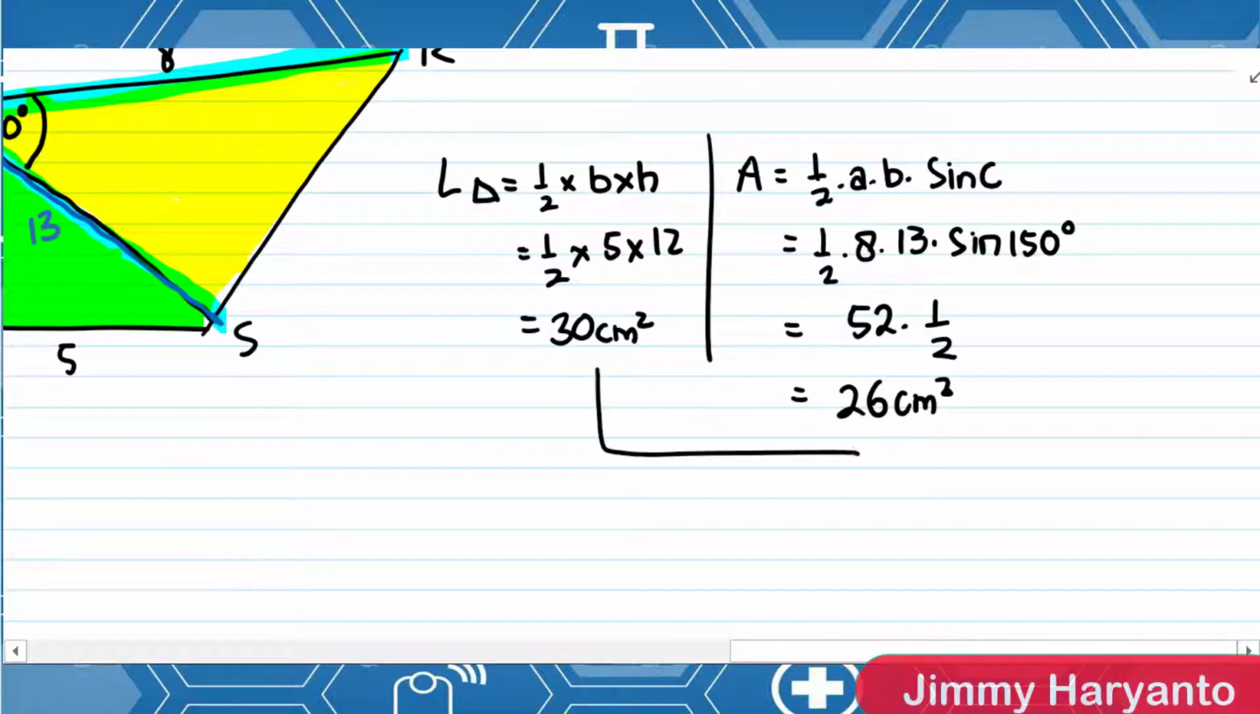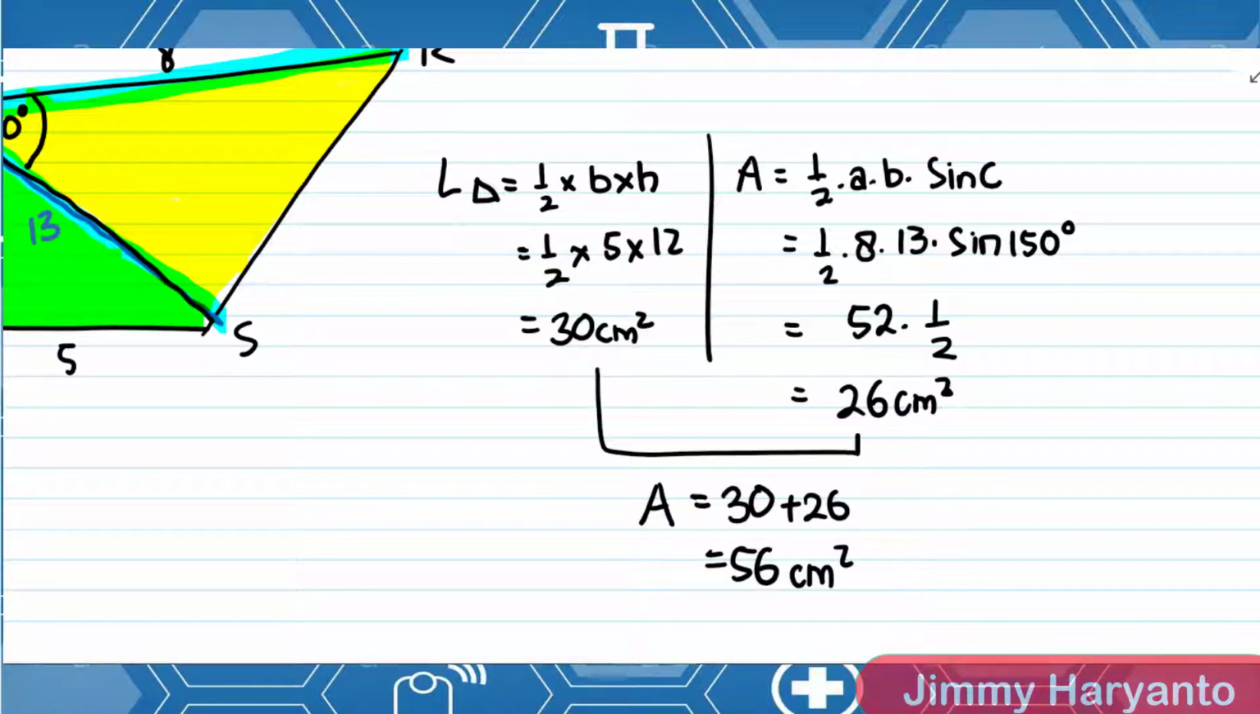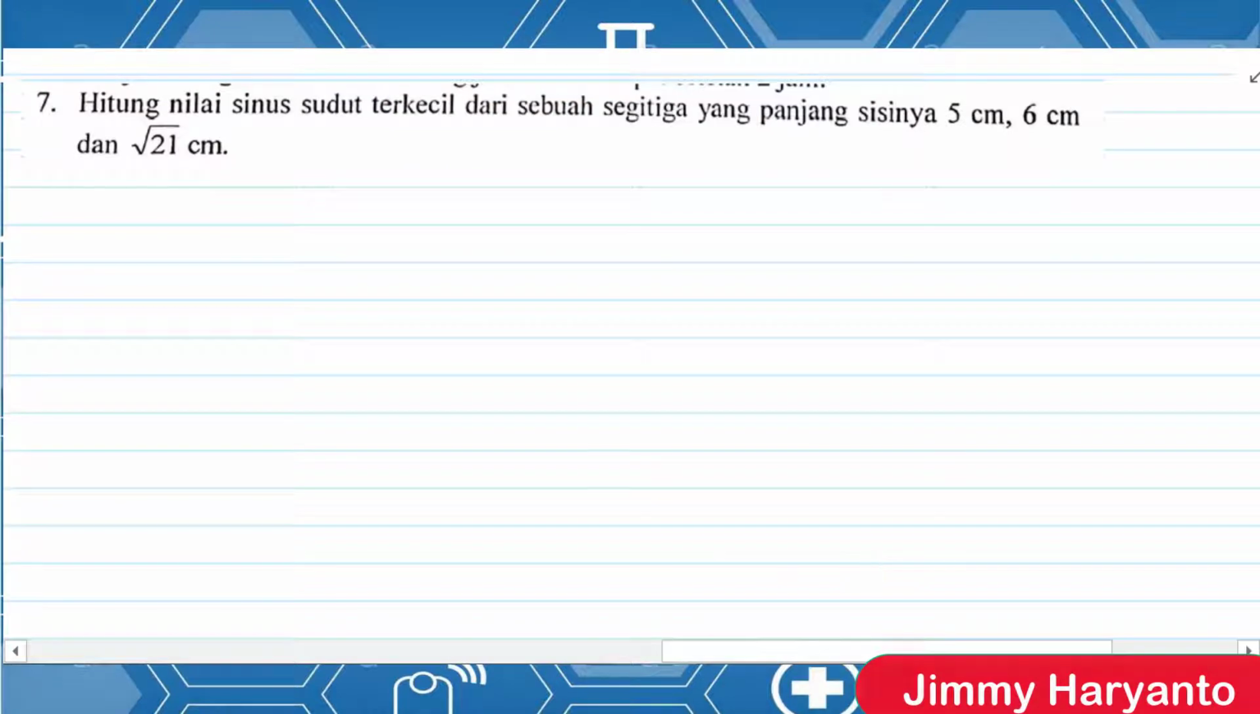After that, we can find the area of the quadrilateral. 30 plus 26 equals 56 centimeters square. Oh, not equilateral, quadrilateral. Sorry. So the answer is 56 centimeters square. And then after that, number 7.